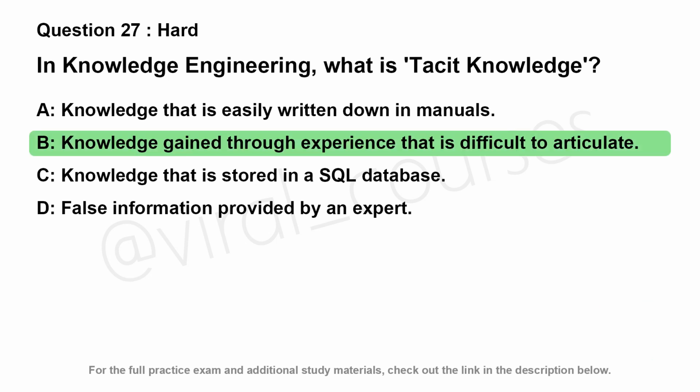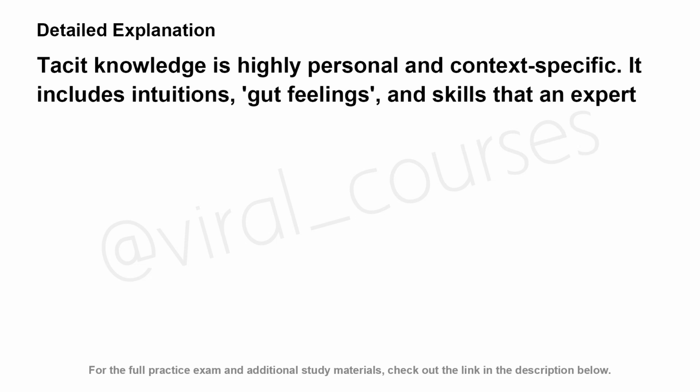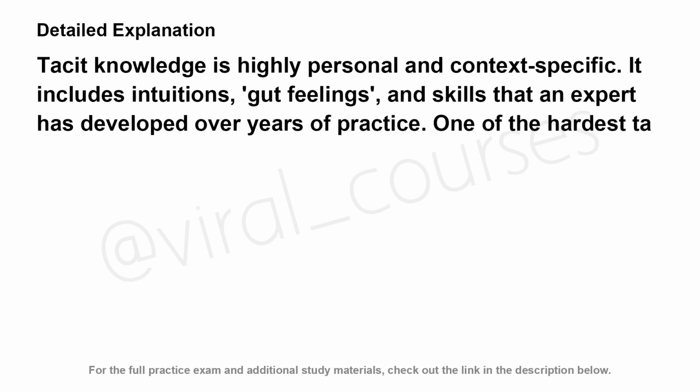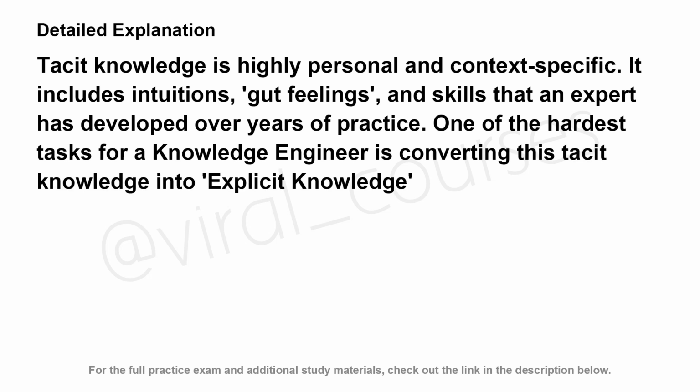The correct answer is B. Tacit knowledge is highly personal and context-specific. It includes intuitions, gut feelings, and skills that an expert has developed over years of practice. One of the hardest tasks for a knowledge engineer is converting this tacit knowledge into explicit knowledge that can be coded into rules.